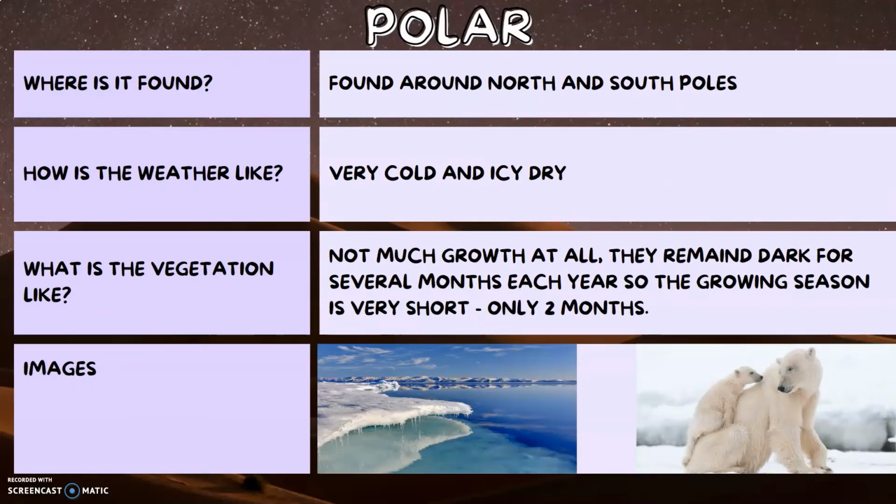Polar. Polars are found around the north and south poles. They're very cold and icy dry, and there's not much growth at all. They remain dark for several months each year, so the growing season is very limited to 2 months.